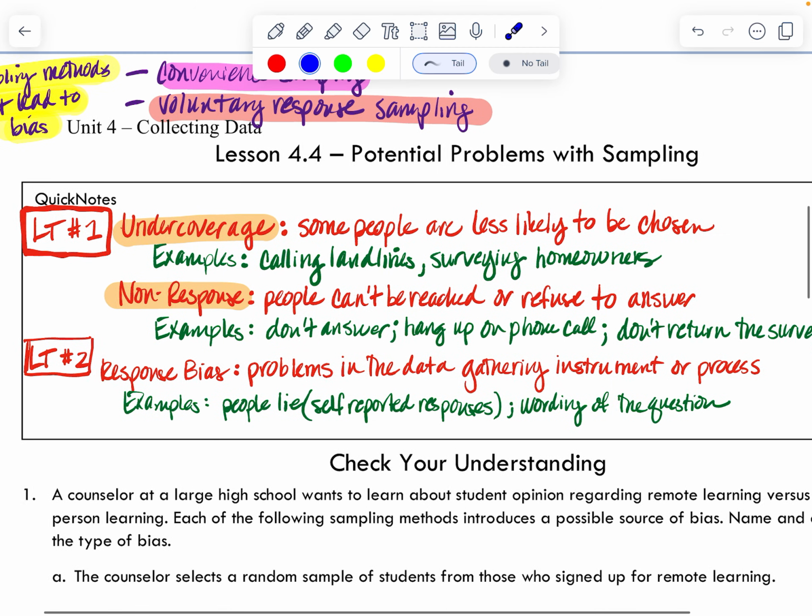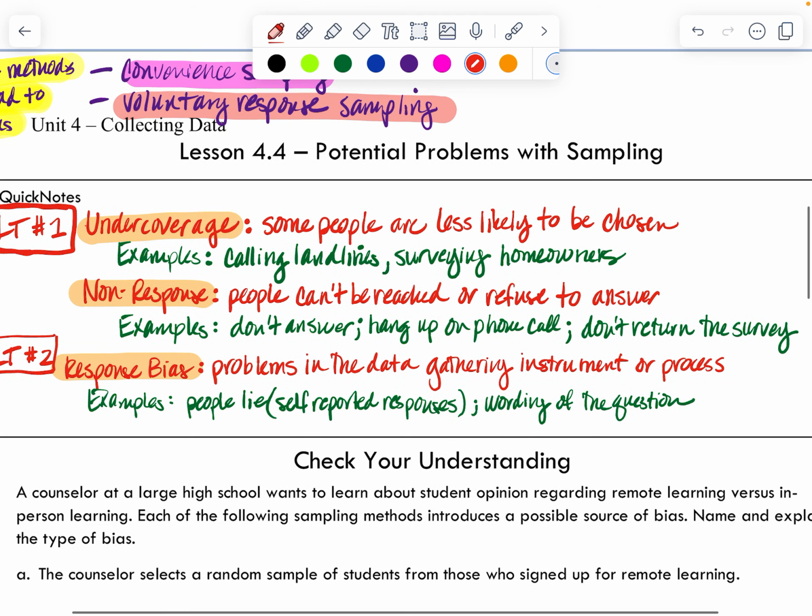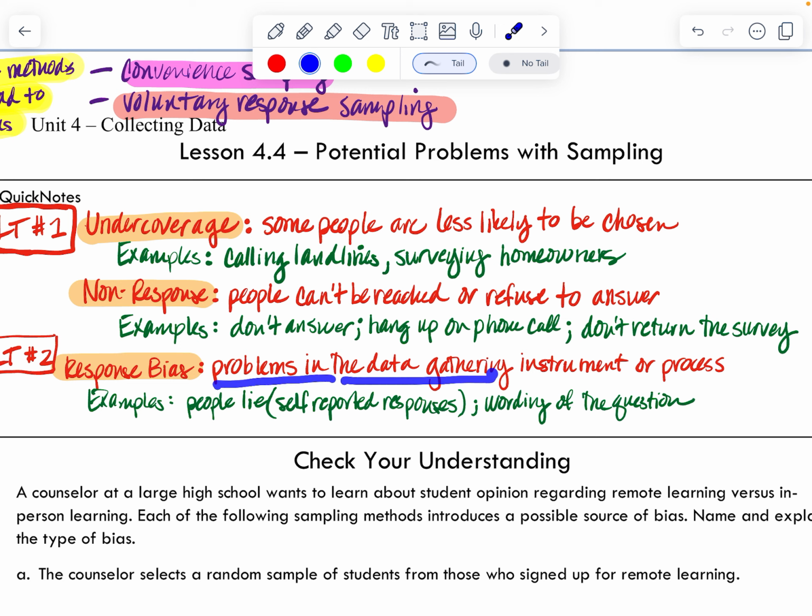All right. The third type of bias that shows up, besides the sampling types, is response bias. And response bias is when you get answers to your survey that maybe aren't quite truthful. This is usually just problems in the data gathering. So like the fireman showing up in his uniform, or in the instrument, or the process, like the principal being the one who emails, or sometimes people lie about their answers.